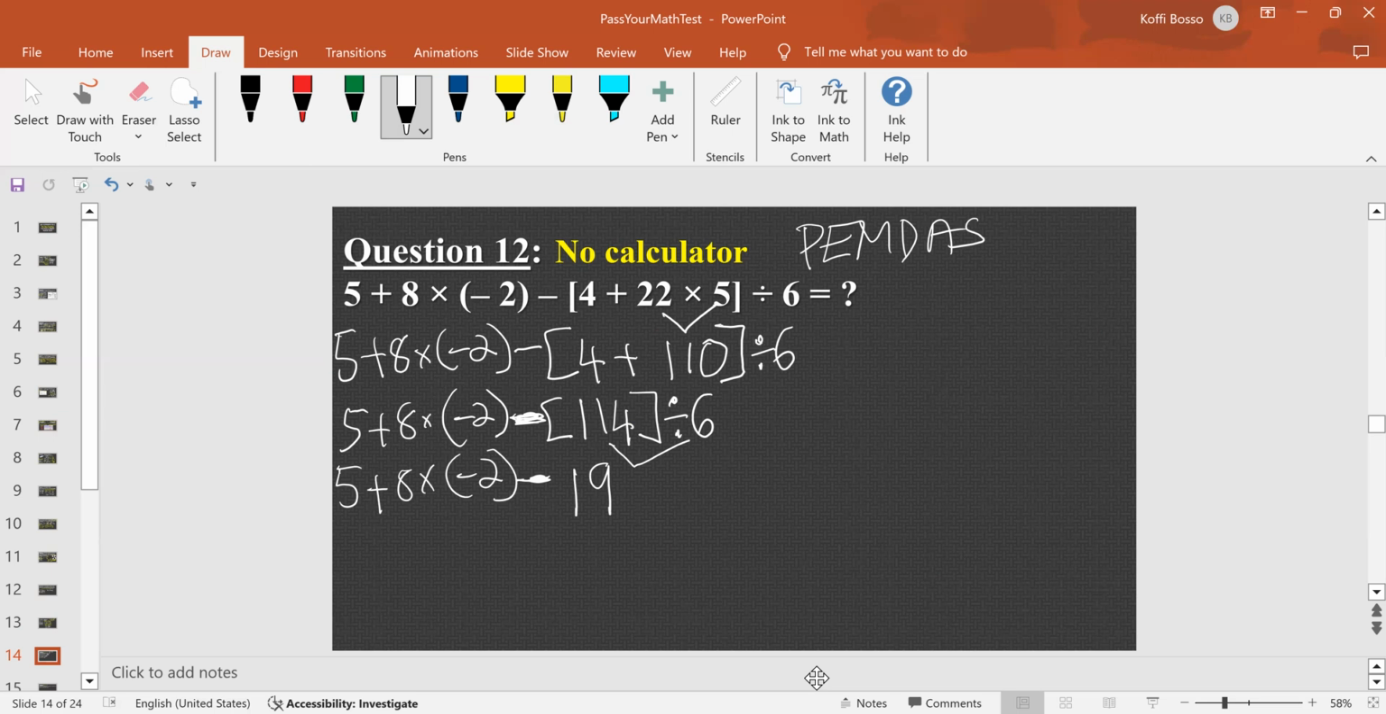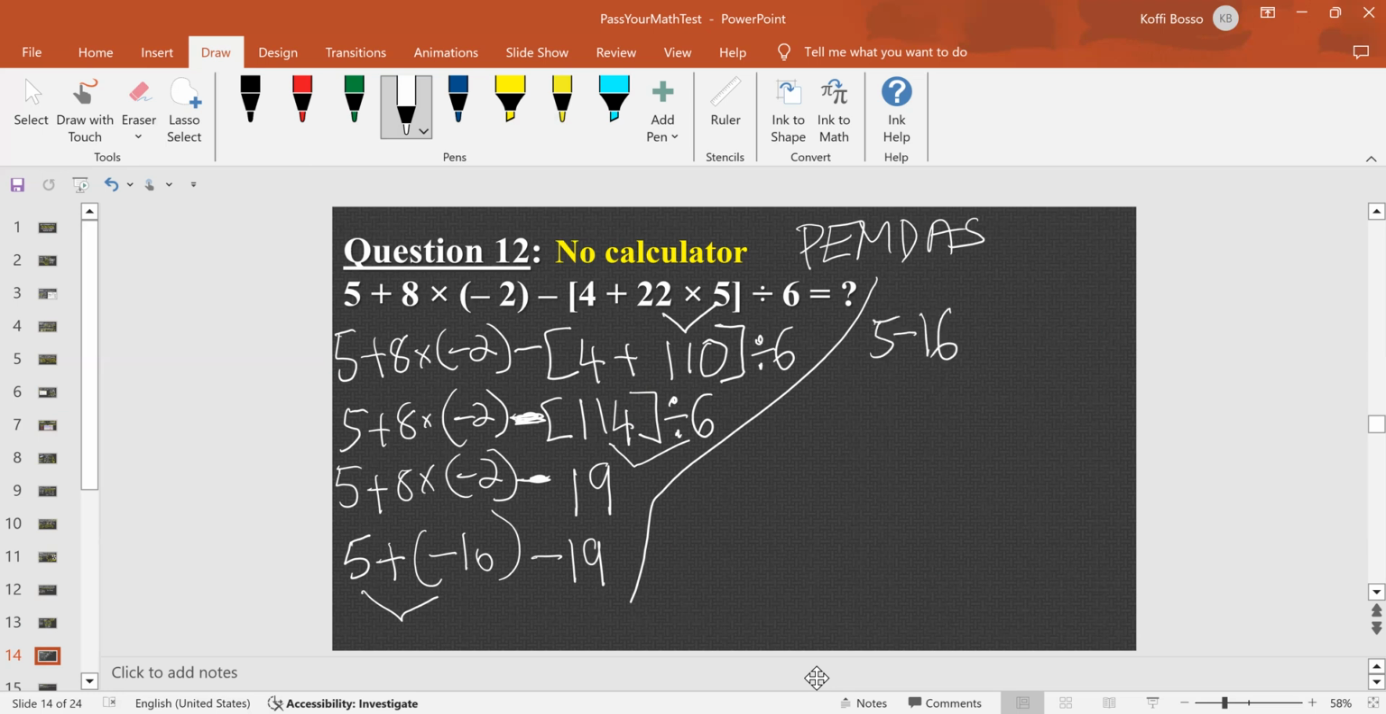Okay, we continue. Now, we try to do the multiplication because we have addition, multiplication, and subtraction. So we'll do the multiplication here. So we're going to have 5 plus, 8 multiplied by negative 2 is negative 16. Okay, now minus the 19. Okay, we continue. Now, what is 5 plus negative 16? It's the same as 5 minus 16.